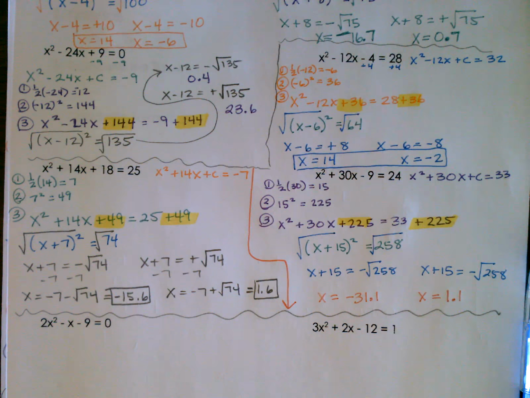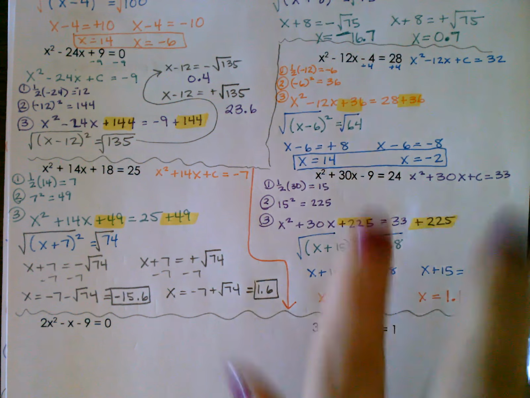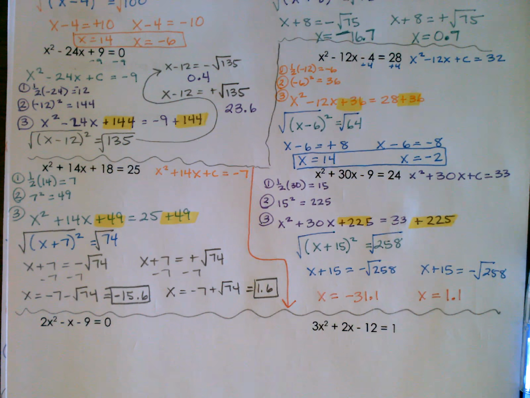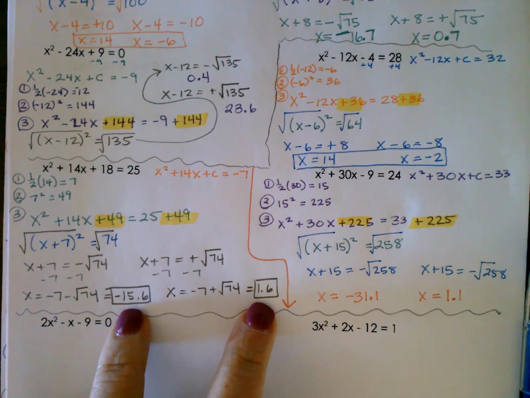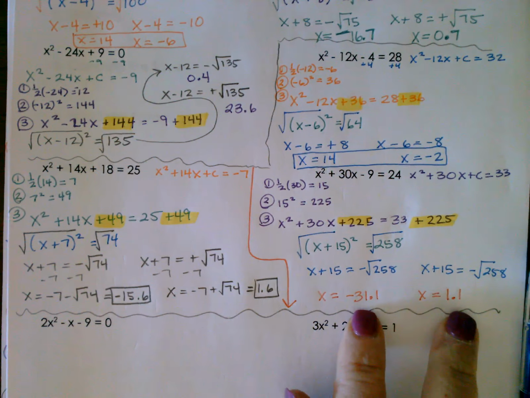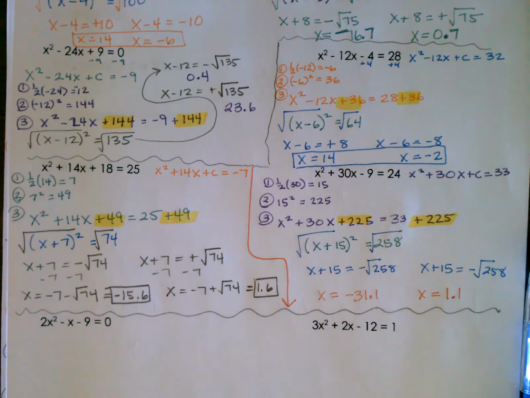All right, my apologies for creating such a hot mess for you. I will, when I print yours, make them a little more spacious. For the first one, I have roots of 14 and negative 2. For the second one, I ended up with roots of negative 15.6 and 1.6. Finally, for the third one I asked you to do, I have negative 31.1 and 1.1.